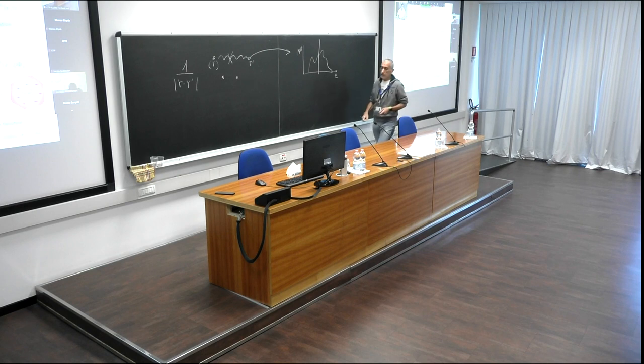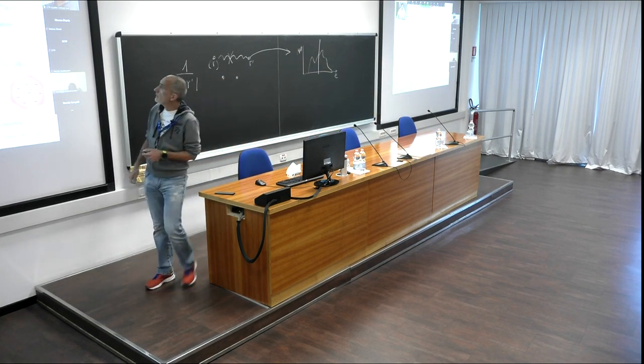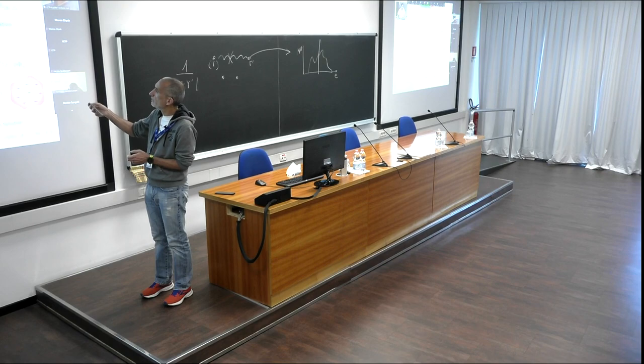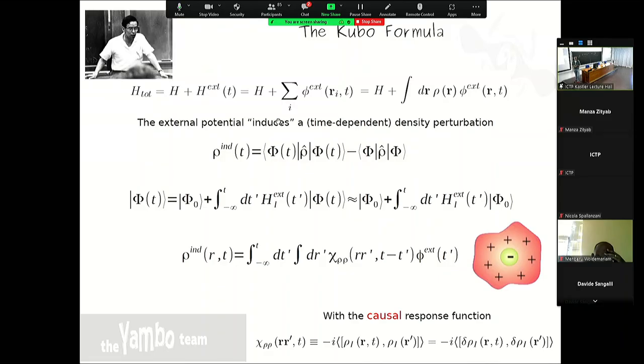So in the case of Kubo, the problem is written explicitly in terms of an external potential. We will see in a minute what this external potential is. For the moment, let's just concentrate on this simple problem. You have the Hamiltonian, the bare Hamiltonian, that can be as complicated as you like. You add a tiny perturbation, and then you just apply perturbation theory on a certain observable.